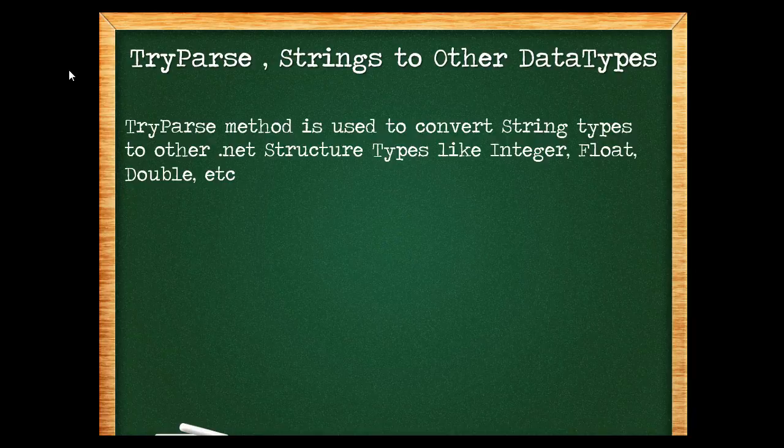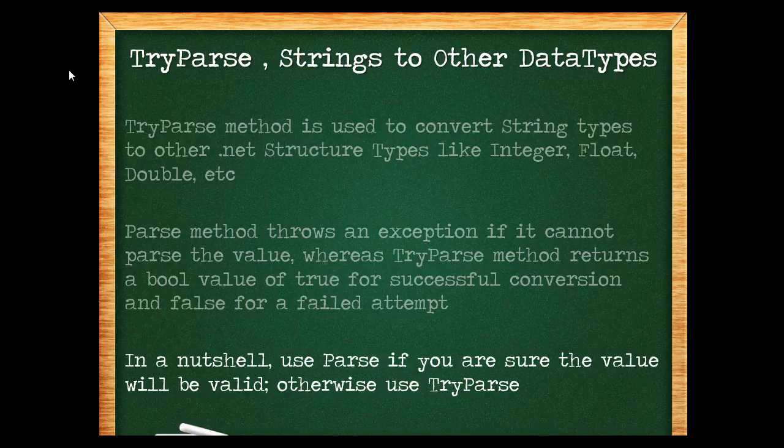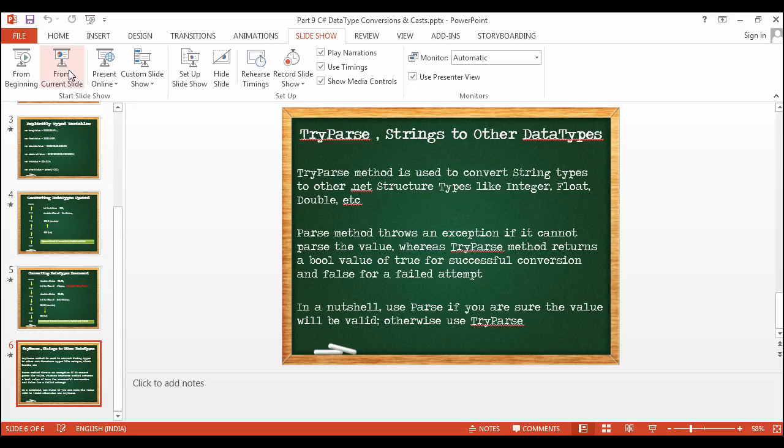So once again, for a recap, the TryParse method is used to convert string types to other .NET structure types like integer, float, double, etc. The Parse method throws an exception if it cannot parse the value, whereas the TryParse method returns a Boolean value of true for successful conversion and false for a failed one. In a nutshell, use Parse if you are sure the value will be valid, otherwise use TryParse.